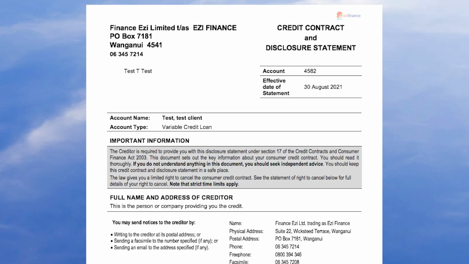Let's start to get to know your loan agreement. Top right on the page is your personal account number. Your account number will also be your reference number for your automatic payment setup. The effective date of statement is the date that you sign the document and it takes effect. The account name is the name of the account holder, that is you.